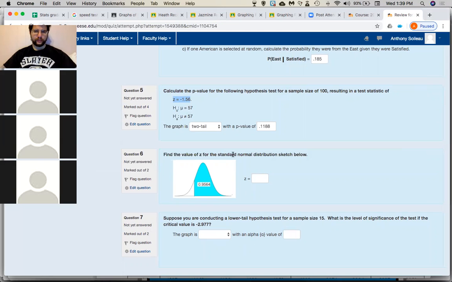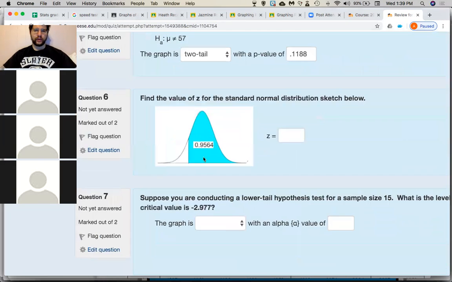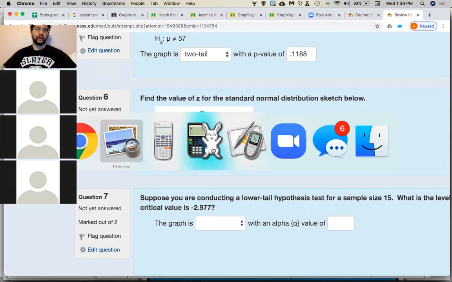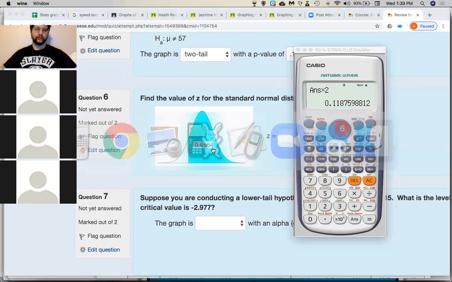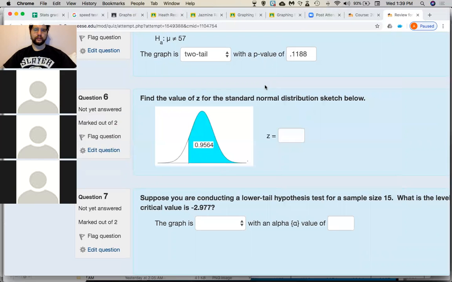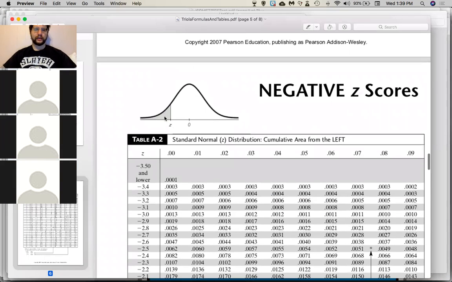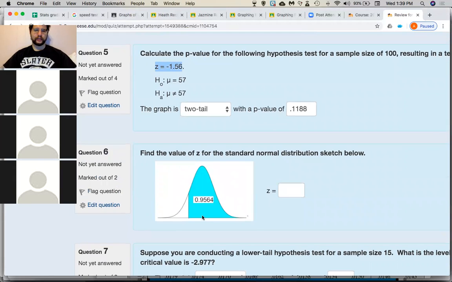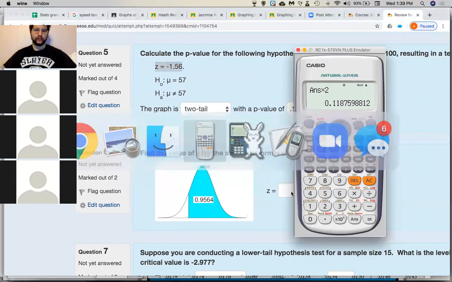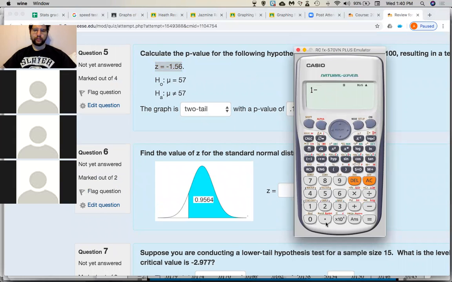Okay, it says find the Z for the standard normal distribution sketch below. The area to the right is 0.9564. We're using the chart. What does the chart give us? Chart always gives us the area to the left. So I need to know what the area to the left of this is. So I'm going to take 1 and subtract 0.9564. Remember, the area under the curve is 1. That's the whole possible probability.